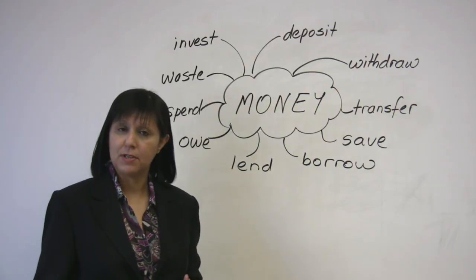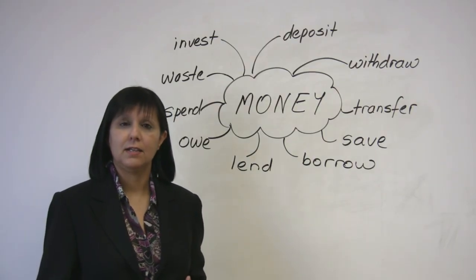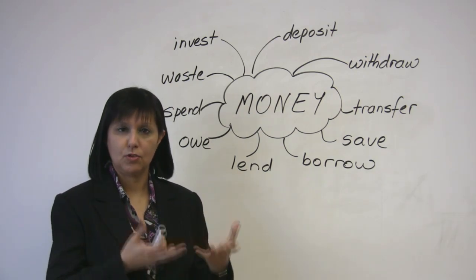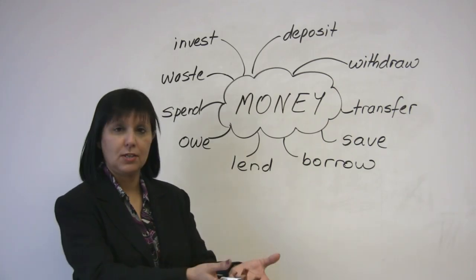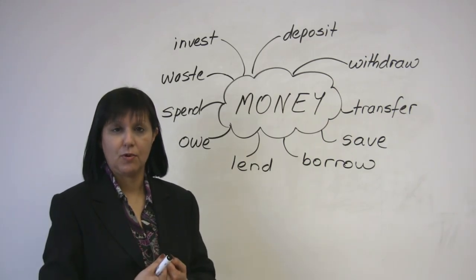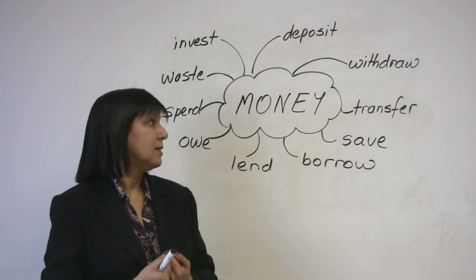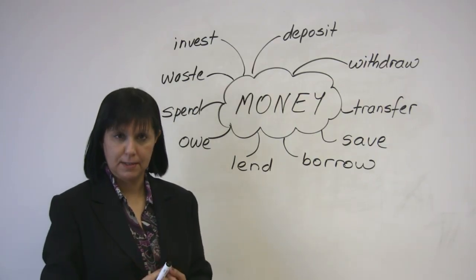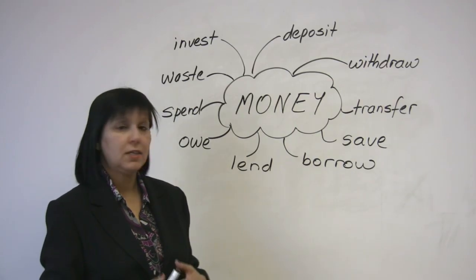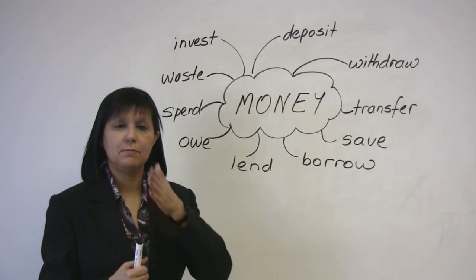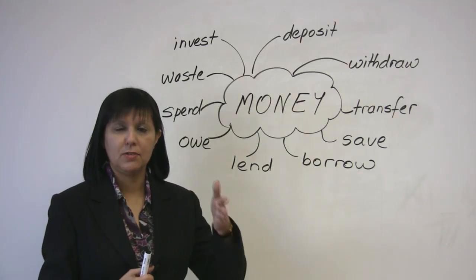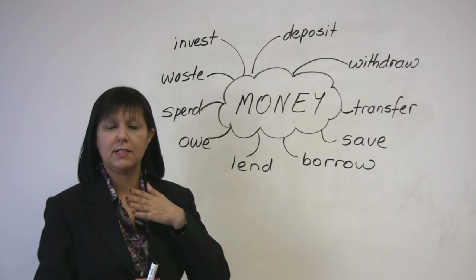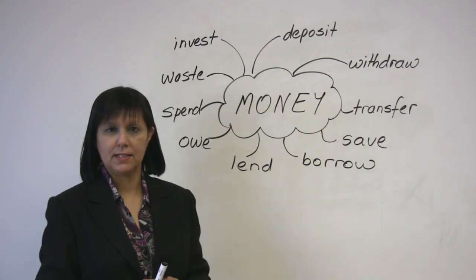You could deposit the money in the bank, which means to put your money in the bank, to deposit your money. You could take your money out of the bank. For that, we say, withdraw your money. I can withdraw my money. You could transfer it. That means move it from one place to another place. I transferred my money from my checking account to my savings account.